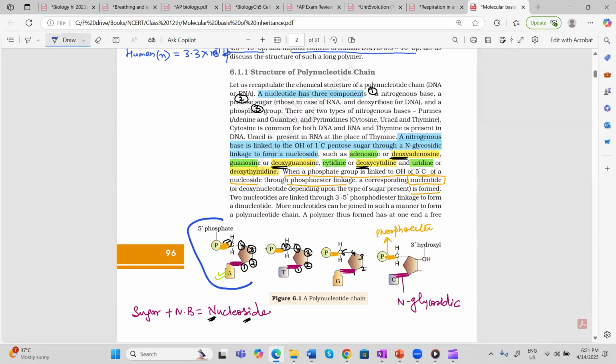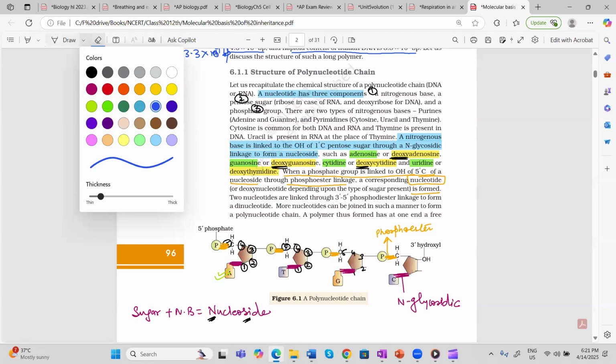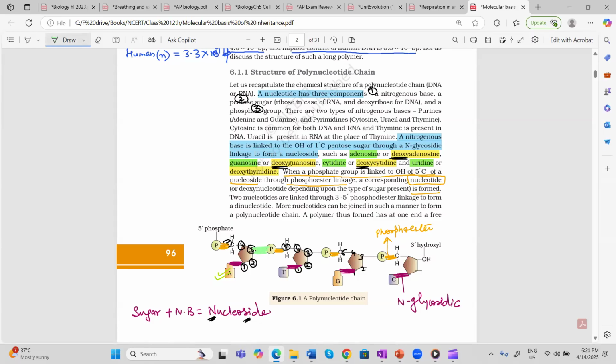This is one nucleotide. Second nucleotide. This is the third nucleotide. And this is 4 nucleotides. And now these 4 nucleotides I have to join. How will I join? I have to establish one bond. Which bond? See my diagram very carefully. I have to make a bond between third and fifth carbon. Am I right?